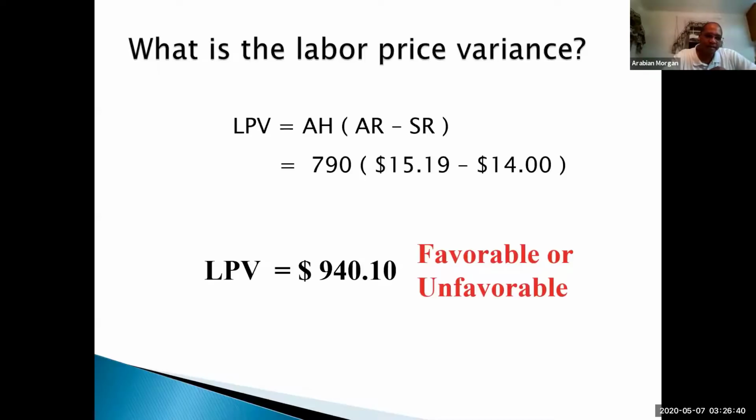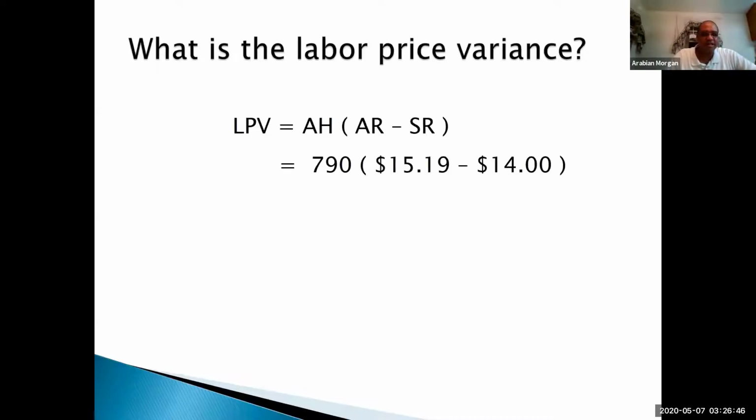And again, in order to figure out if this is favorable or unfavorable, I want you to look inside the parentheses here, at the actual rate and the standard rate. If the actual rate is less than the standard rate, it's favorable. If the actual rate is higher than the standard rate, it is unfavorable. It means we spent too much money on our labor.